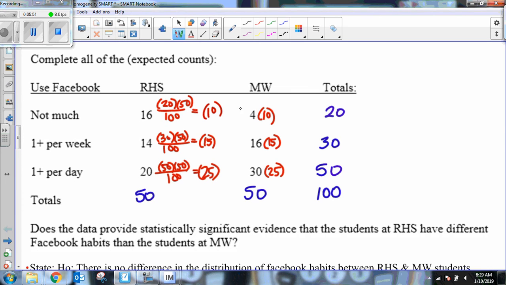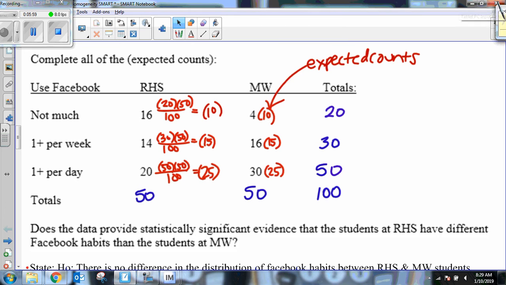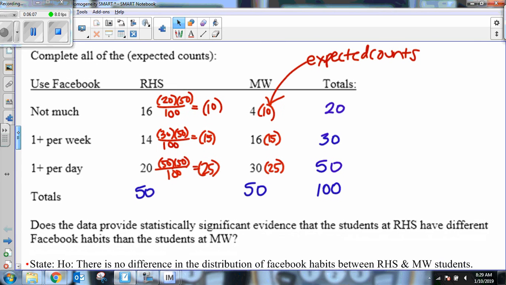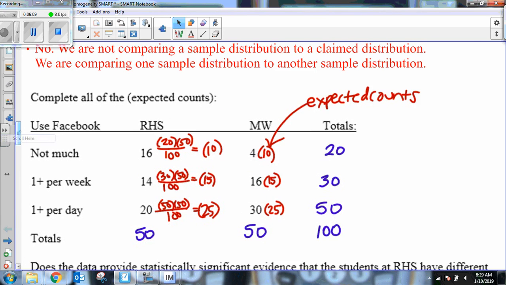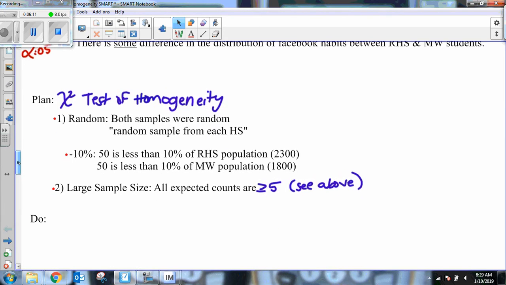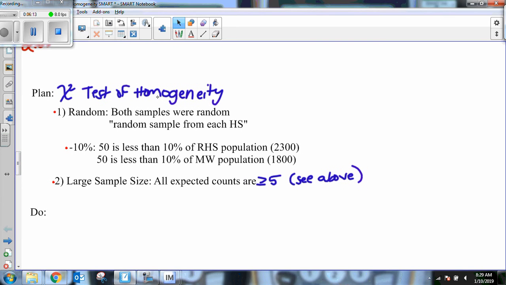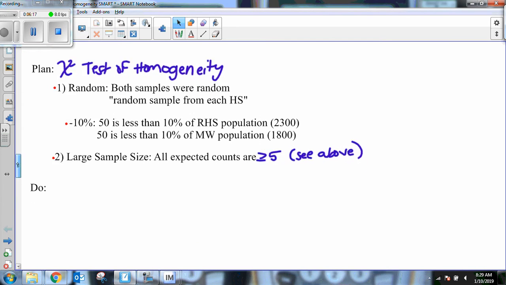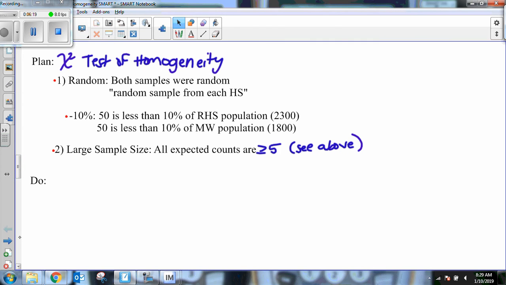So you may want to come in here and point to it and say these are the expected counts. It shows the reader that you did indeed check the expected counts. You can't just assume that the expected counts are greater than or equal to 5. You have to show that you checked them. So if you do that and you label it up there, it's fine just saying C above. All right? So there's our plan step. That's pretty much the only differences between chi-squared test of homogeneity and a chi-squared goodness of fit. The rest of it is the same.